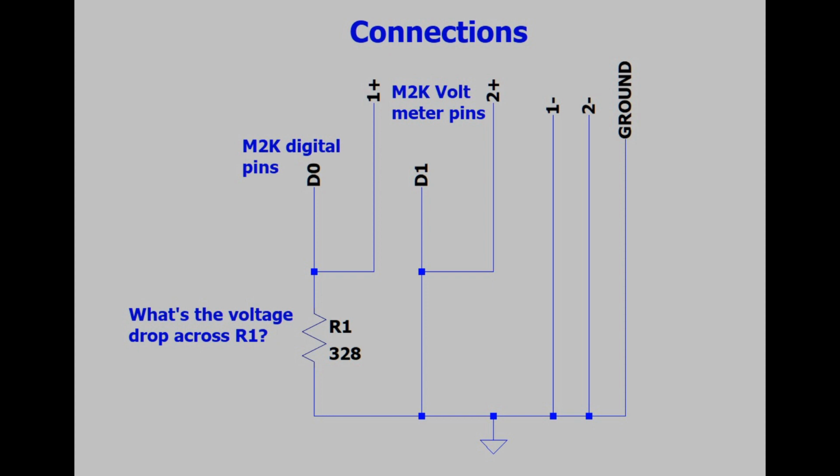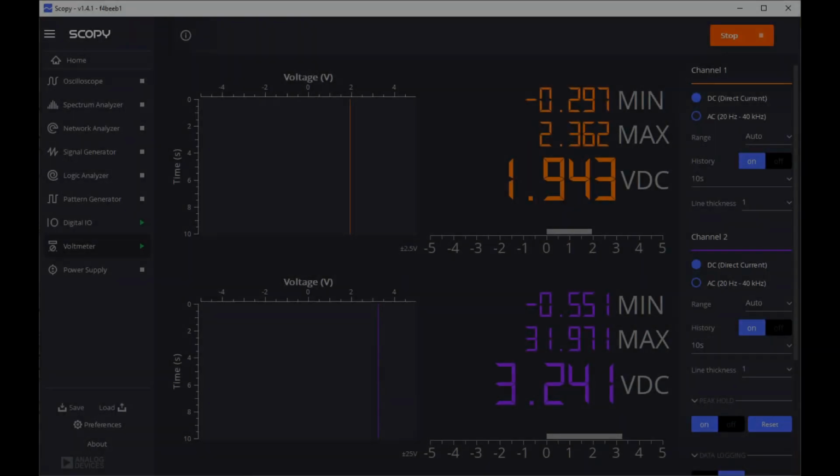Here's the circuit that we can use as a test. Essentially, we just have a 328 ohm resistor connected to digital output D0, and we'll measure that using the 1 plus pin and the built-in M2K voltmeter. And we'll also have the D1 pin connected directly to ground, and we'll measure it with the 2 plus pin. And then we can see whether the voltage drop happens.